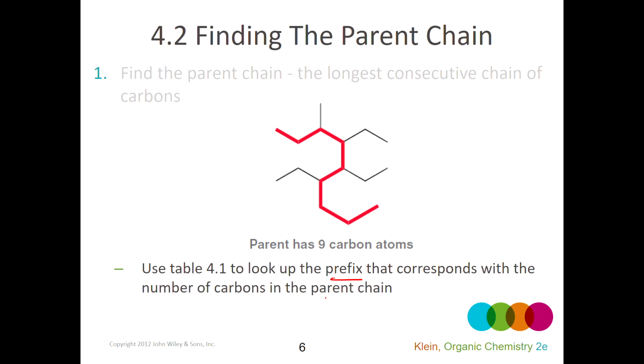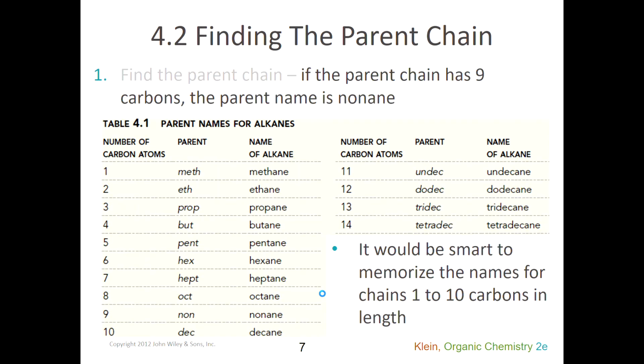It should be on your formula sheet, so you don't have to memorize these, but there are prefixes that match up with the number of carbons in the chain. So if I have 9 carbons in my chain, the prefix is non. And the suffix is going to be ANE, because that implies that all my carbons are saturated. I don't have any carbons that have double bonds or triple bonds. They all have the maximum number of hydrogens they can hold.